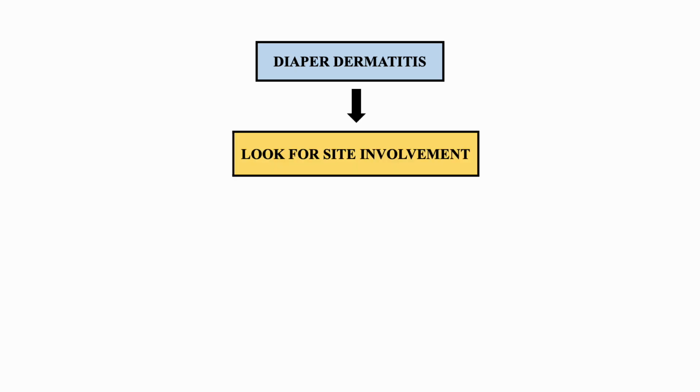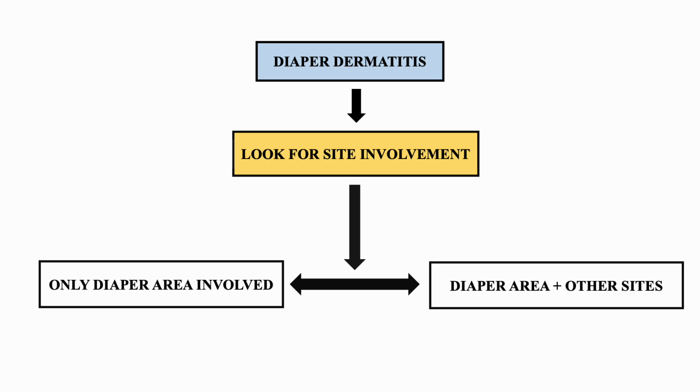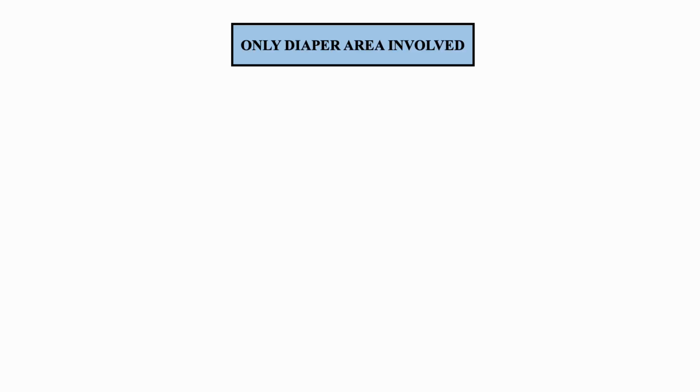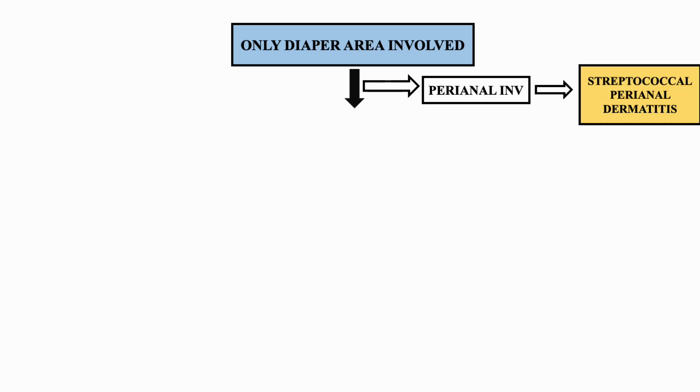Now when the child comes with diaper dermatitis, you first look for the site of involvement. There can be two things at this point. Only diaper area is involved or diaper area and other sites are involved. Now if the child presents with only diaper dermatitis, you look at other sites. If only perianal involvement is there, think of streptococcal perianal dermatitis.